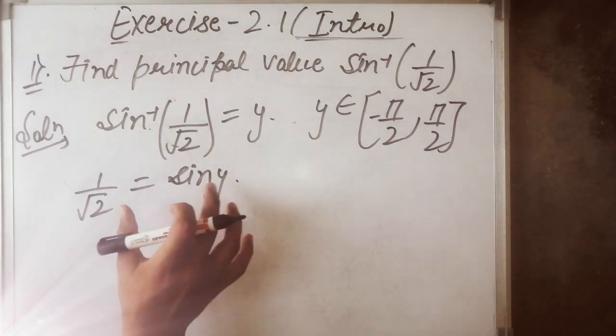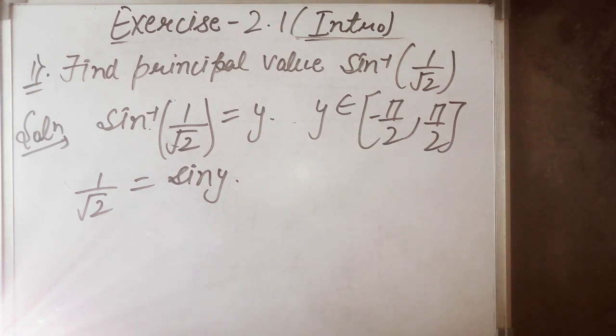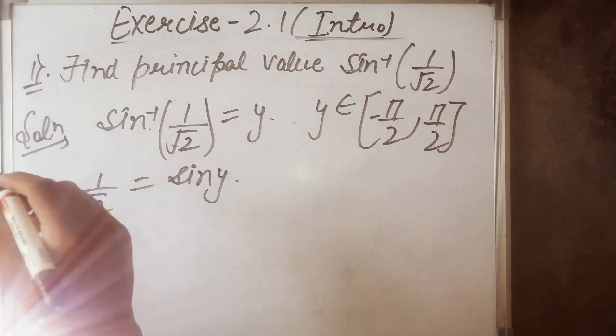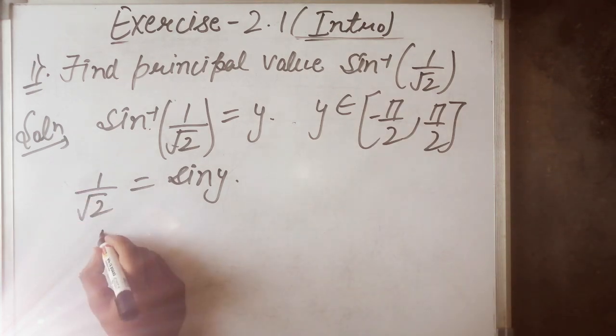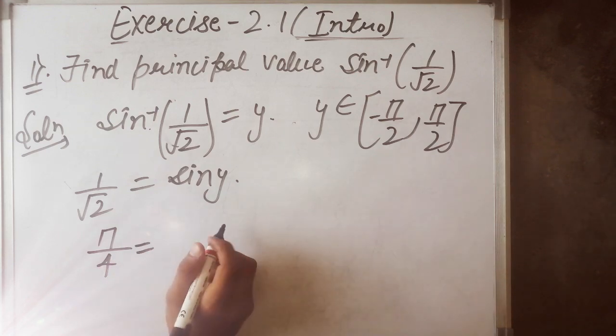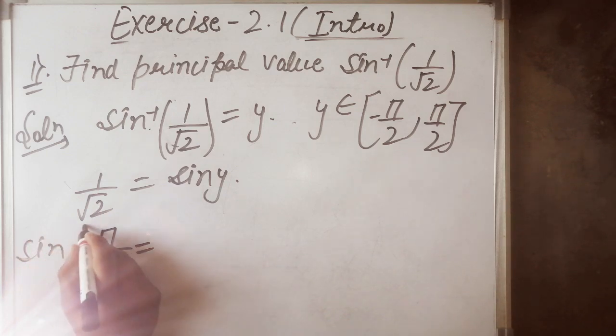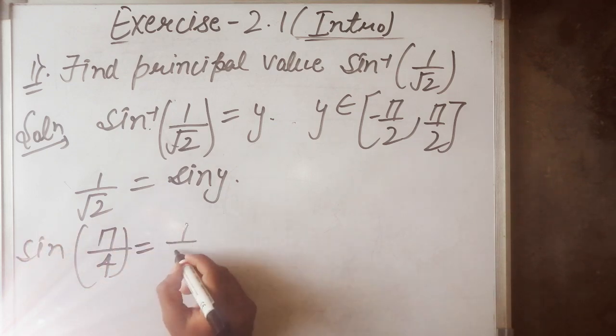Okay, and if we see on which value we get 1 by under root 2, it is none other than pi by 4. Okay, pi by 4 equals, sine pi by 4 equals 1 by under root 2.